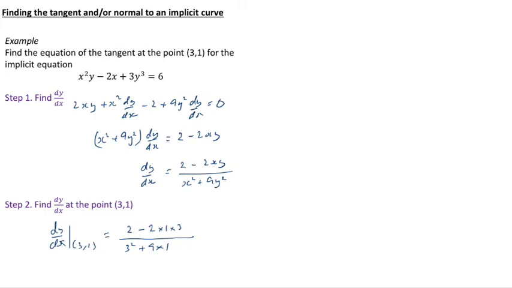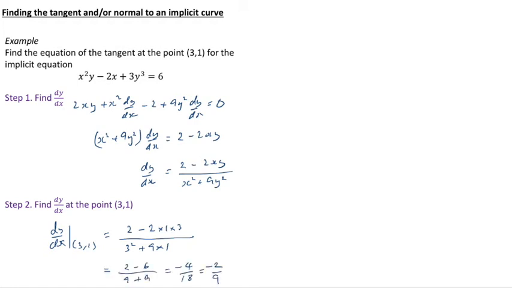So on the top we've got 2 take away 2 times x times y. I've for some reason written that slightly oddly because I've put 2 take away 2 times y times x, but never mind. You can see that the 2 times 1 times 3 is 2 times the y value times the x value, which is what it says on the line above. On the bottom of this fraction we start with x squared, which becomes 3 squared, and then we have plus 9y squared, which is plus 9 times 1 squared, which is of course just 1.